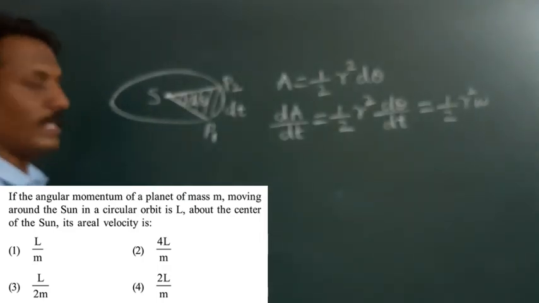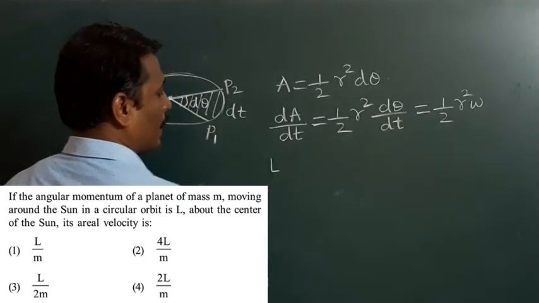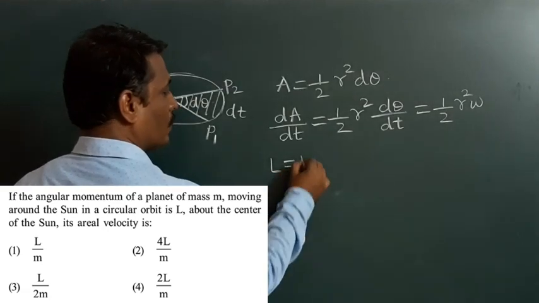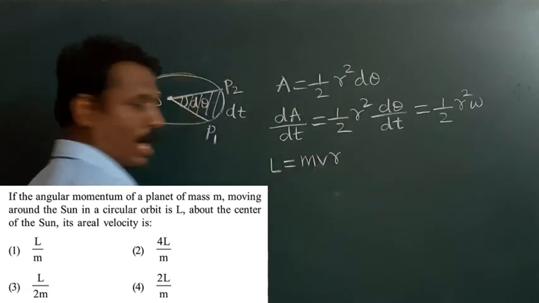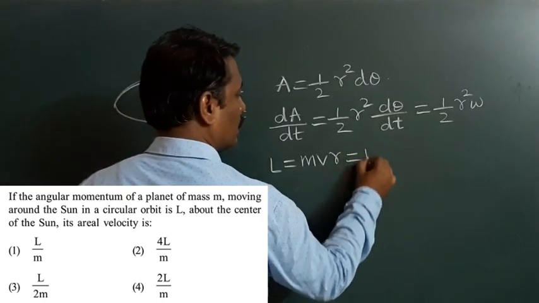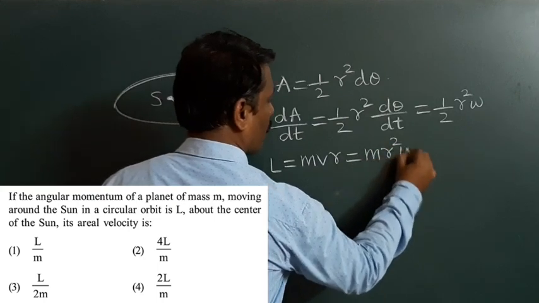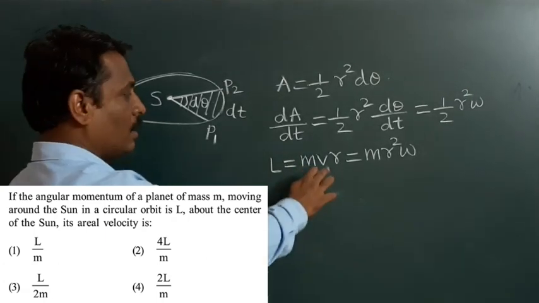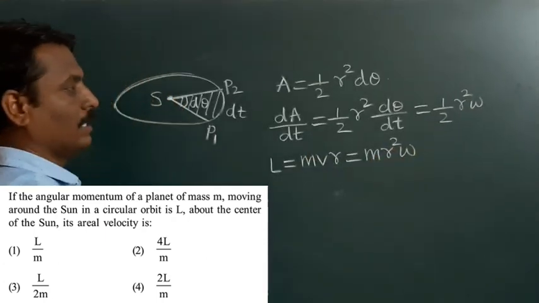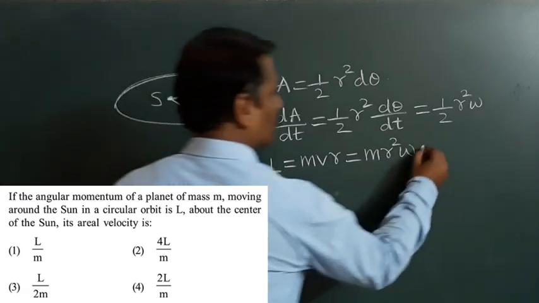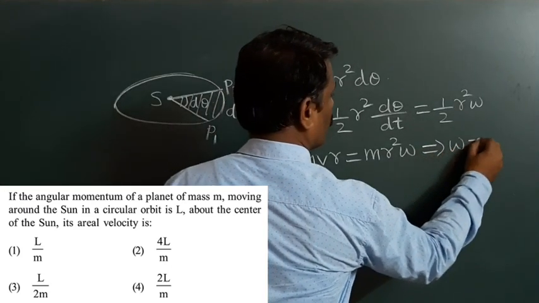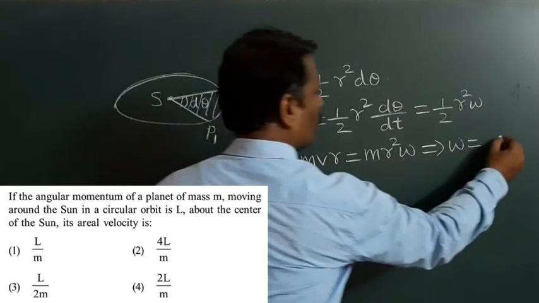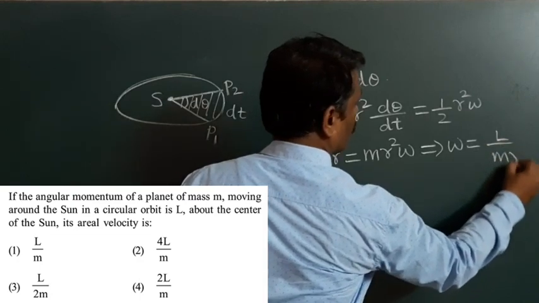In the problem it is given that the angular momentum of the planet is L. We know that angular momentum is given by L is equal to mvr, or you can write m r square omega, because v equals omega r. If we substitute that, we get m r square omega. So L is equal to m r square omega. Therefore, omega is equal to L by m r square.